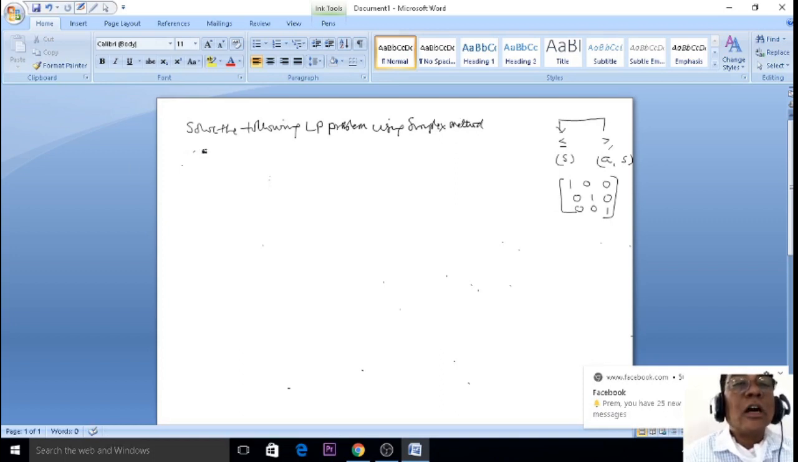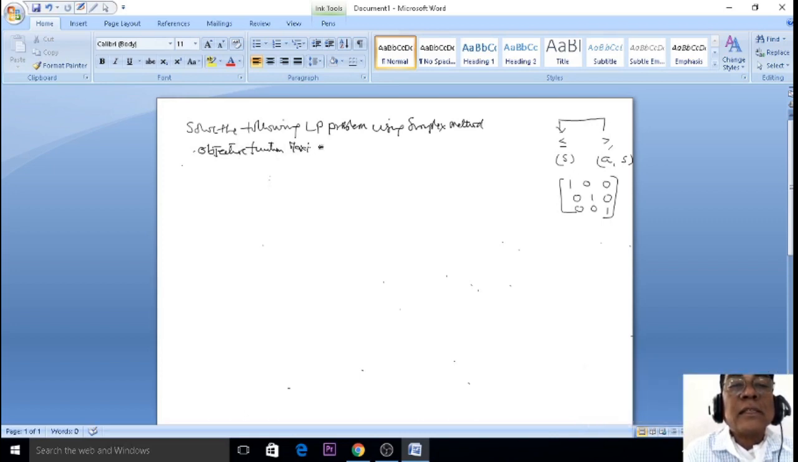So the question is, objective function: maximize z is equal to 10x1 plus 15x2 plus 20x3. So now, subject to constraints.